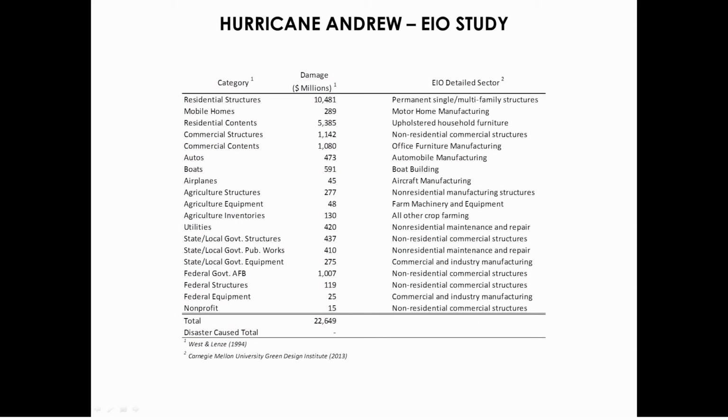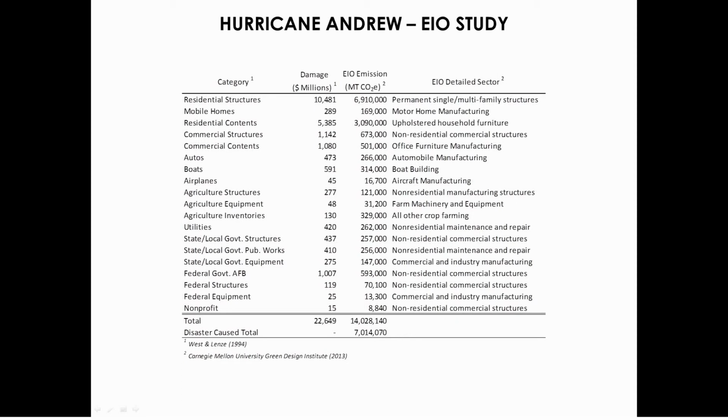Some damage categories matched well with EIO sectors, like residential structures and agricultural equipment. For other sectors, the match wasn't ideal, like residential contents, but it provided a reasonable assumption that could be improved in later studies. Using the Carnegie Mellon resource, the EIO method was applied to each sector. The overall emissions to rebuild came out to just over 14 million metric tons of CO2 equivalent. This number is the amount of emissions used to replace buildings and contents damaged by the disaster.